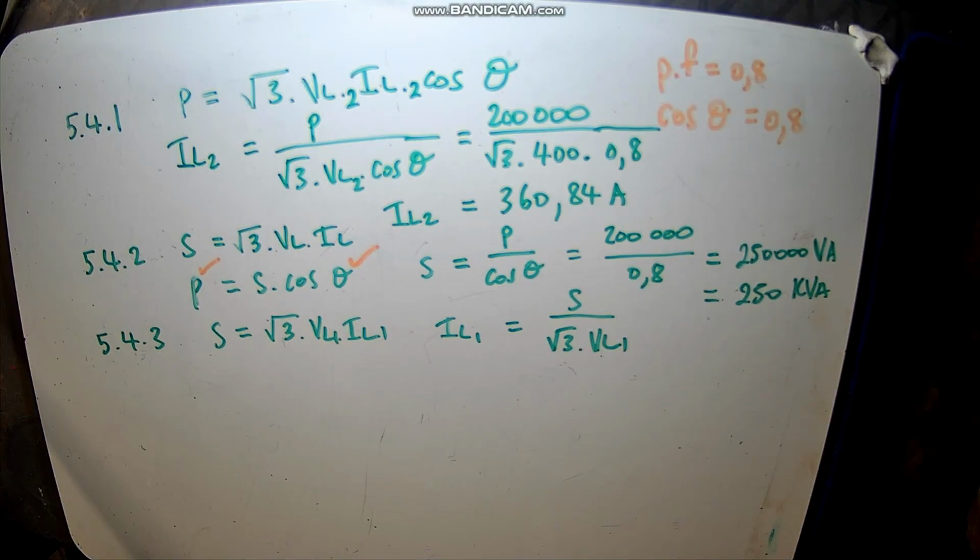Substituting into the formula, don't forget that the parent power is now 250,000. Don't forget that VL1, according to the diagram on the left hand side, is 6,000. So substituting that and working it on our calculator, we get 24,06 amps. The next question, 544, primary phase current.